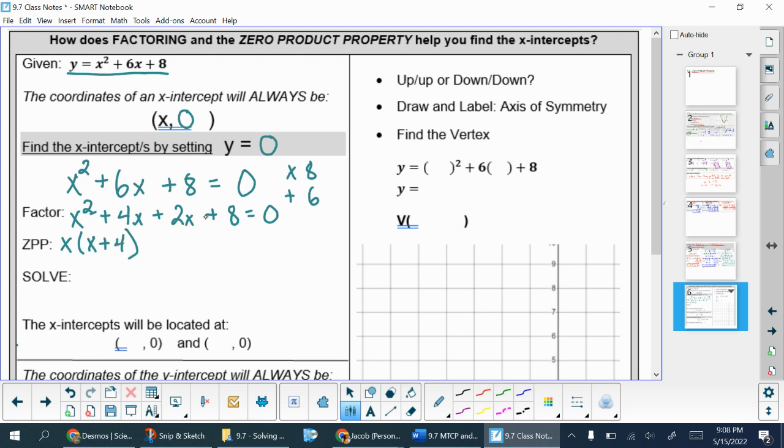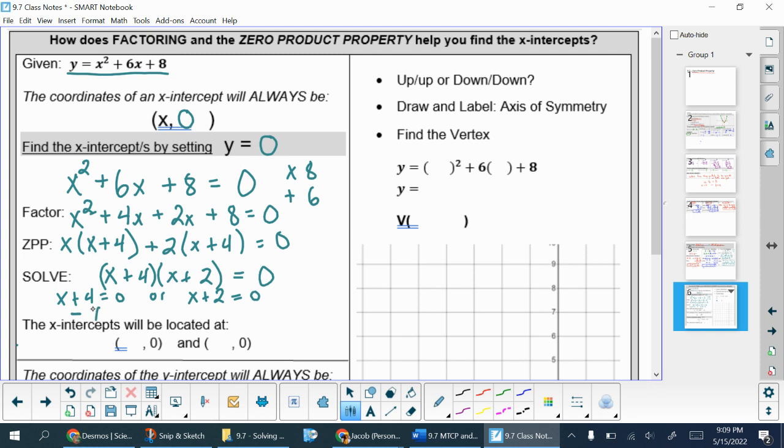x times x plus 4. Here I have a common factor of 2 times x plus 4, which means my final factored form is x plus 4 times x plus 2. It's still equal to 0. Now we get to use that zero product property. Either x plus 4 is equal to 0 or x plus 2 is equal to 0.